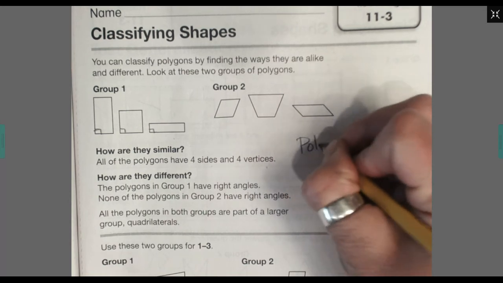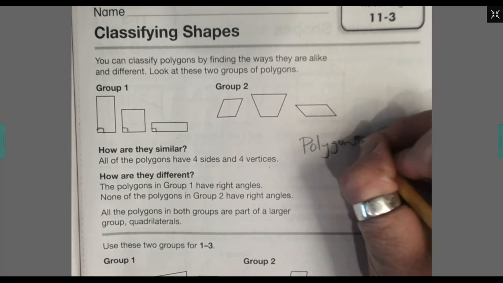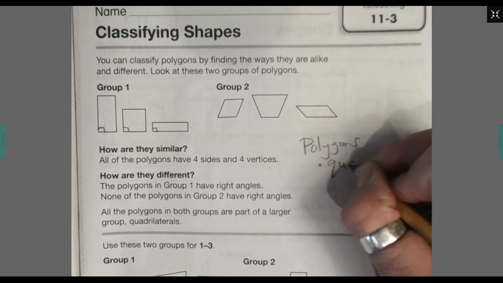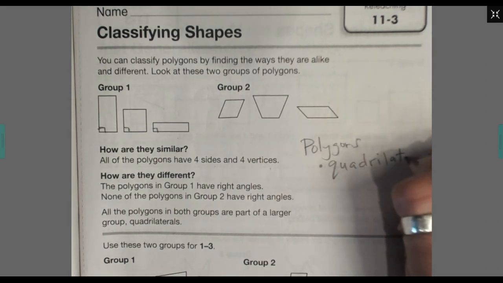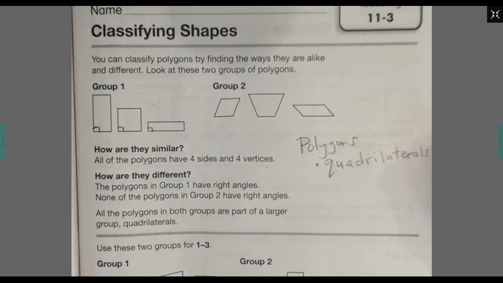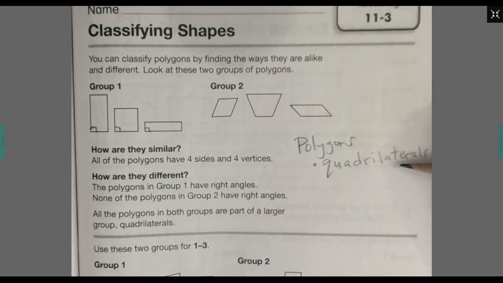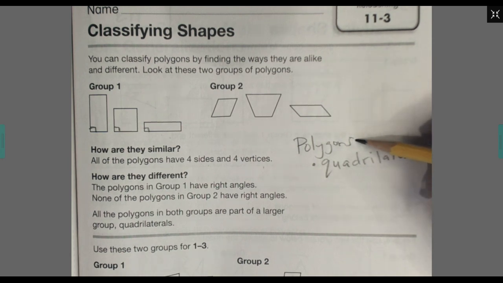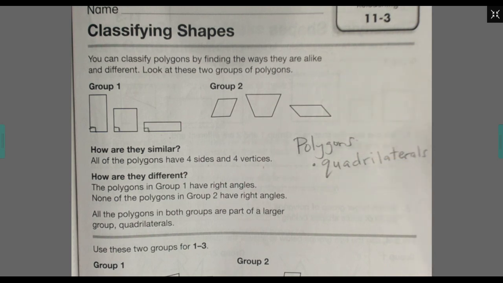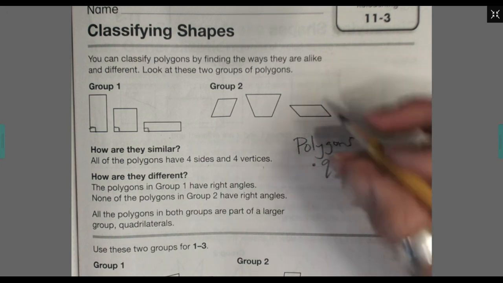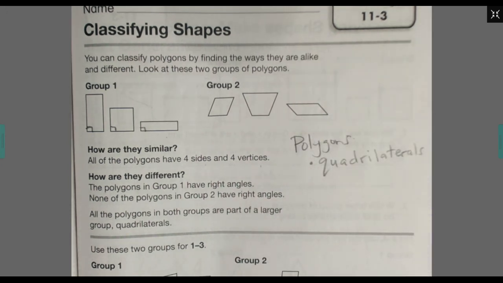So all of these are polygons, and they're also all quadrilaterals. Now ask yourself, are all polygons quadrilaterals? No. Are all quadrilaterals polygons? Yes, because a triangle is also a polygon. So not all polygons are quadrilaterals, but all quadrilaterals are polygons.